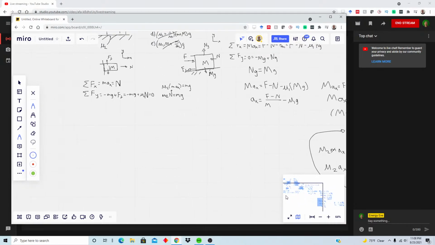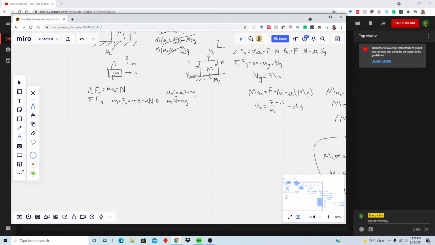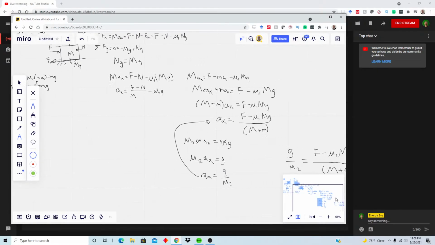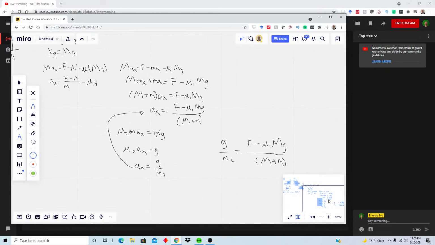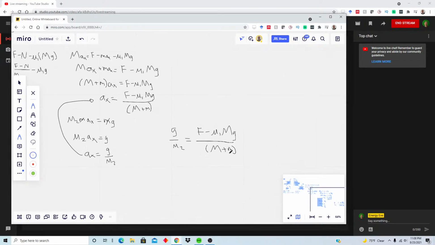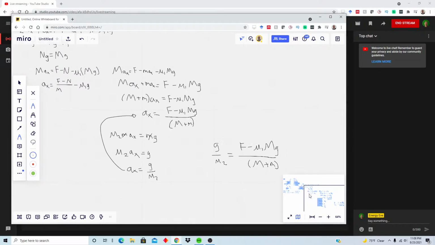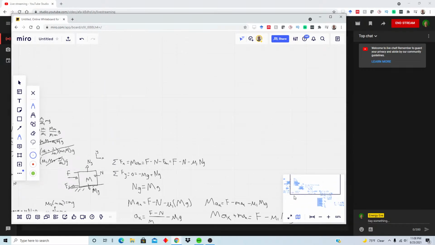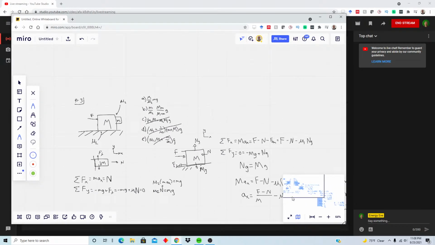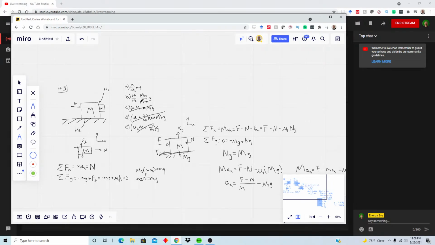So let me just double check something real quick. Okay. Make sure we're not missing anything over here. And then what we want to end up doing is solving for f, right? And so let's maybe look to see if we have anything related to our answers. So we do have an m plus m. Let's see if we can get this part out.